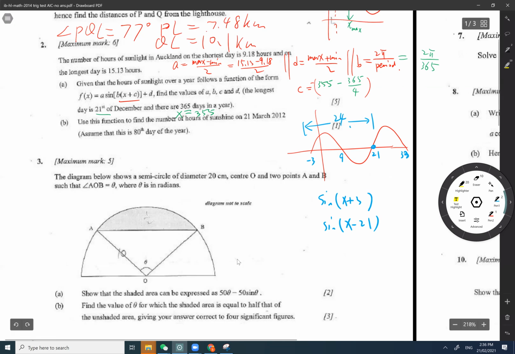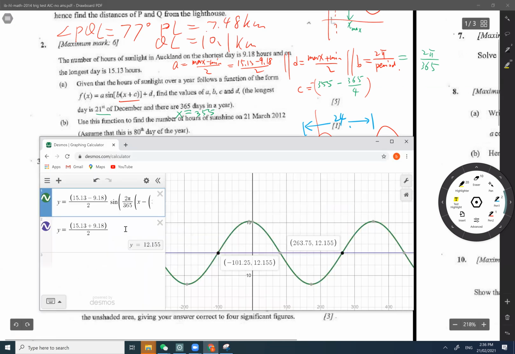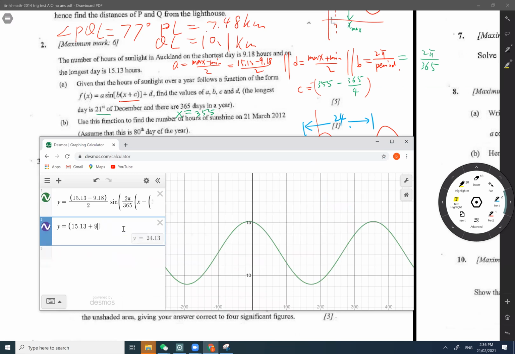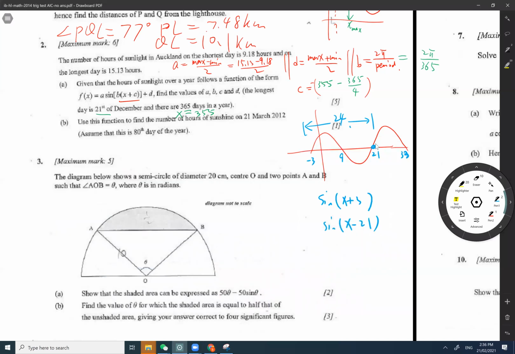And if x equals 80, that will be here. 12.2. Actually, any question?